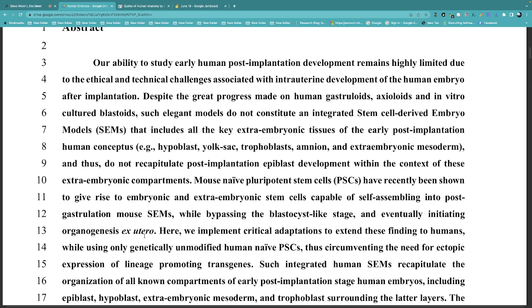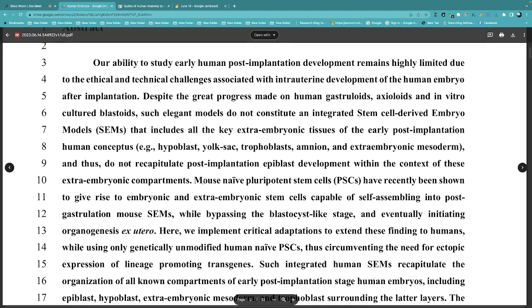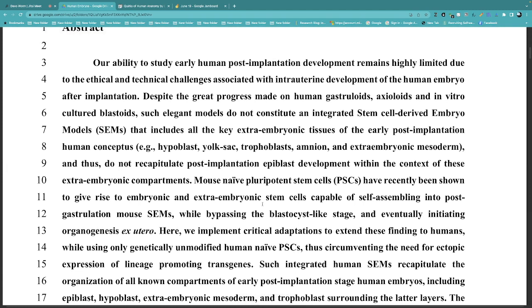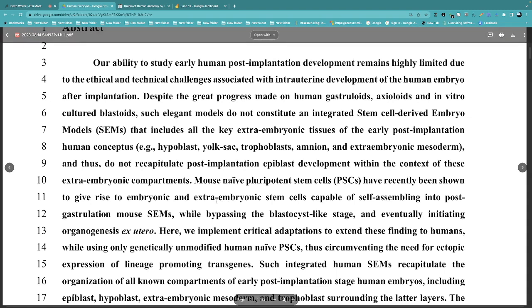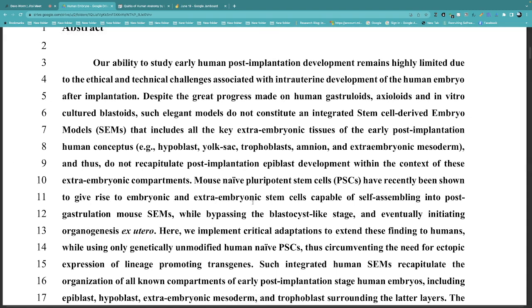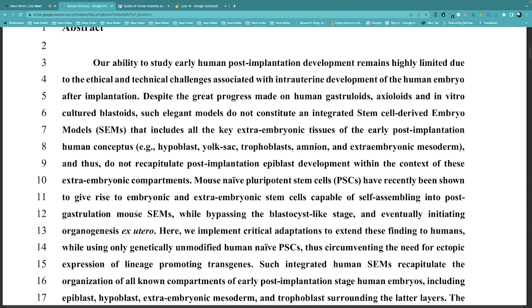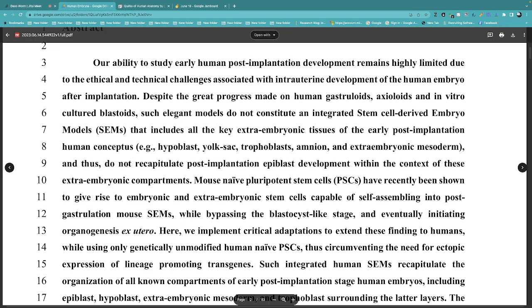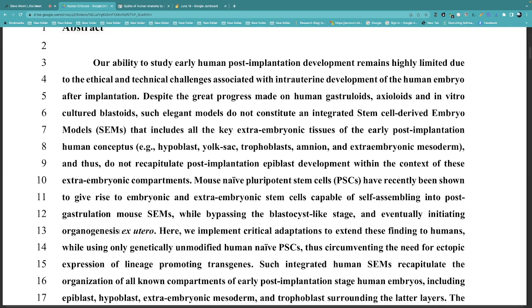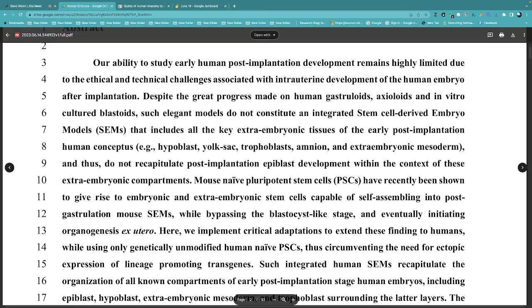So this means that they are able to have these pluripotent stem cells. They give rise to different types of embryonic and extraembryonic stem cells. So they transition to another type of stem cell, and they're able to self-assemble into these different models. This type of model that they're trying to build bypasses some of the traditional stages of development and initiates organogenesis, meaning that you can build organs in one of these stem cell-derived embryo models.